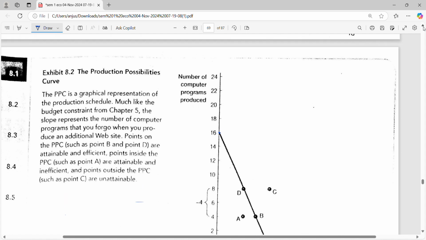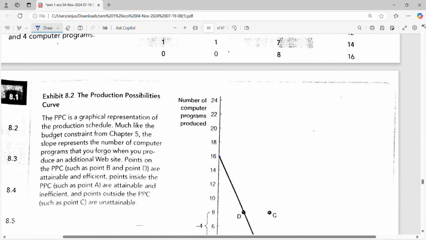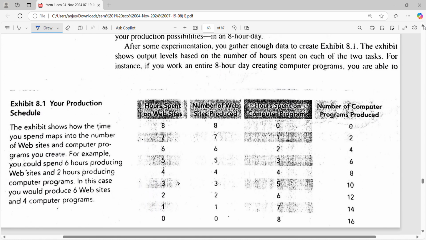So here, half of this chapter is going with an example of websites and computer programs. So you have to be very thorough with this table. Okay, this is the heart of this chapter. Heart of this chapter. Okay. So yes. Here you have 8 hours. You in person have 8 hours for the production of websites or for the production of computer programs.